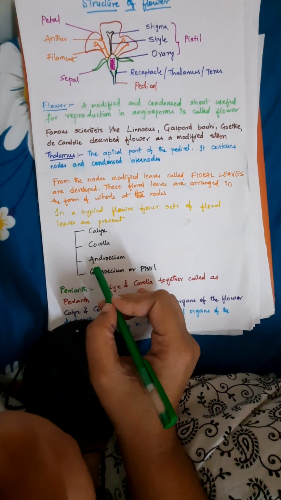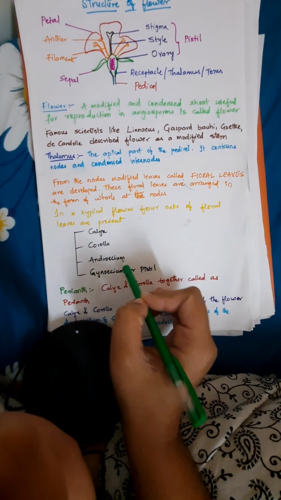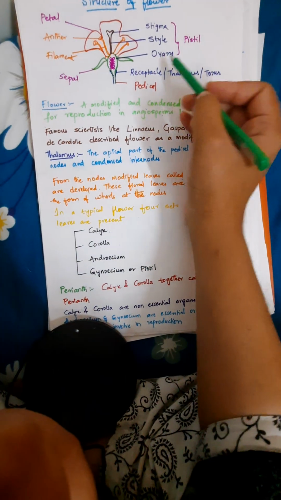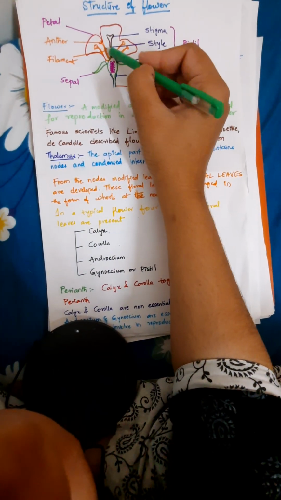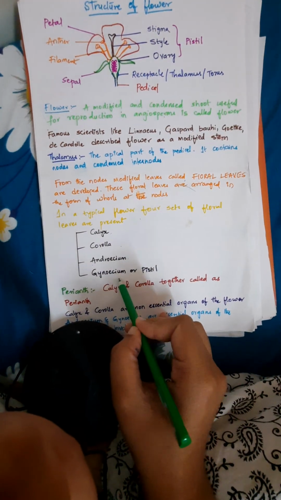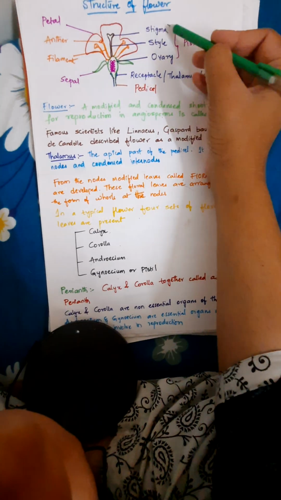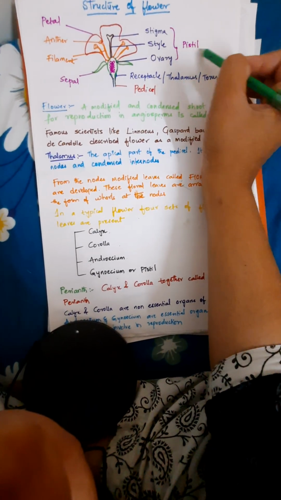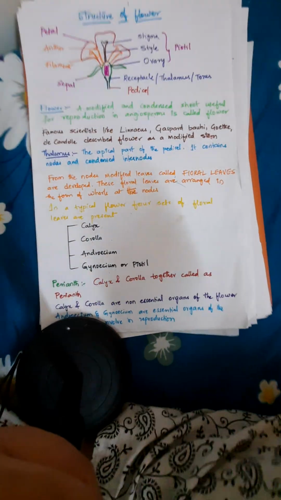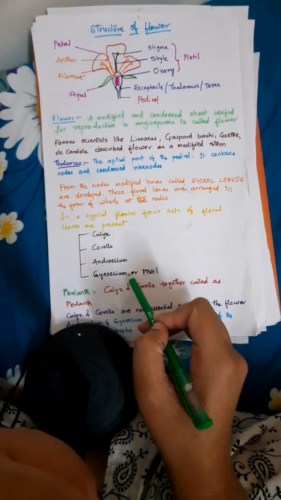Next, the third structure is known as the androecium. Androecium is the male reproductive structure. See here, this part is known as the androecium. Then gynoecium or pistil is nothing but the female reproductive system. Stigma, style and ovary all together constitute the pistil. So these are the main four sets of floral leaves which are present in the flower.